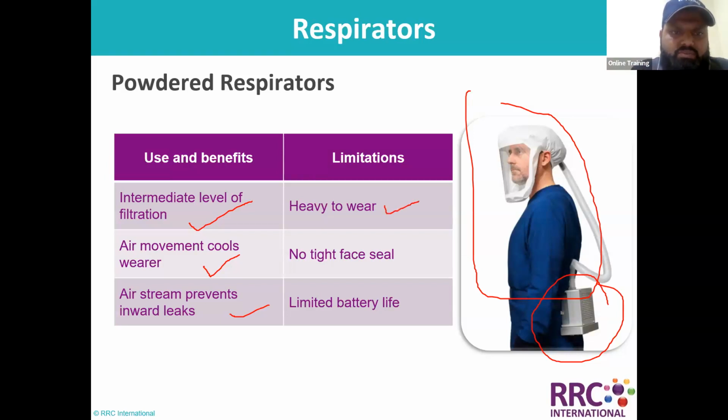Limitations: these are heavy to wear, there is no tight face seal, and limited battery life. Once the battery is finished, no protection is there.